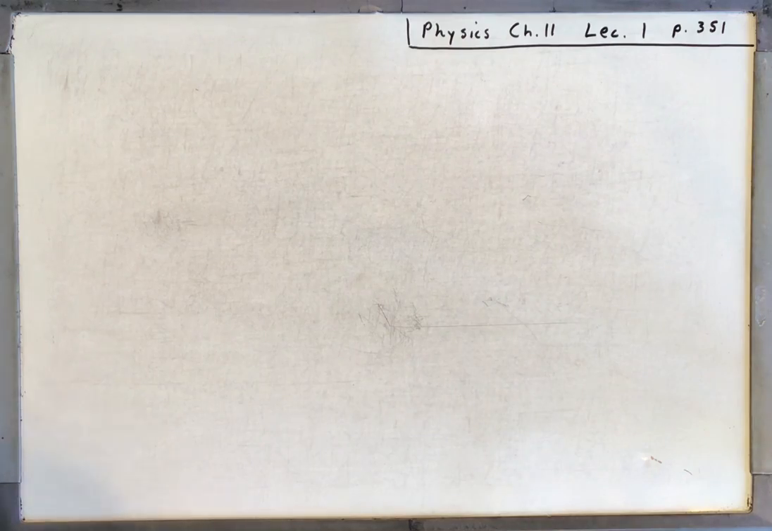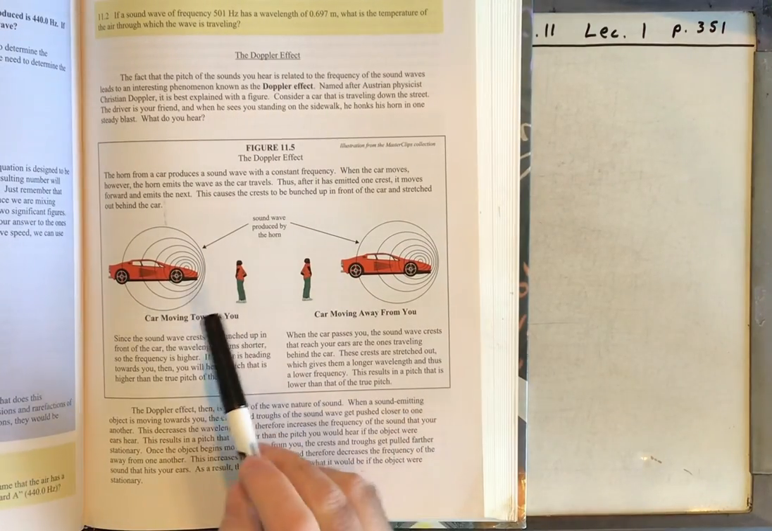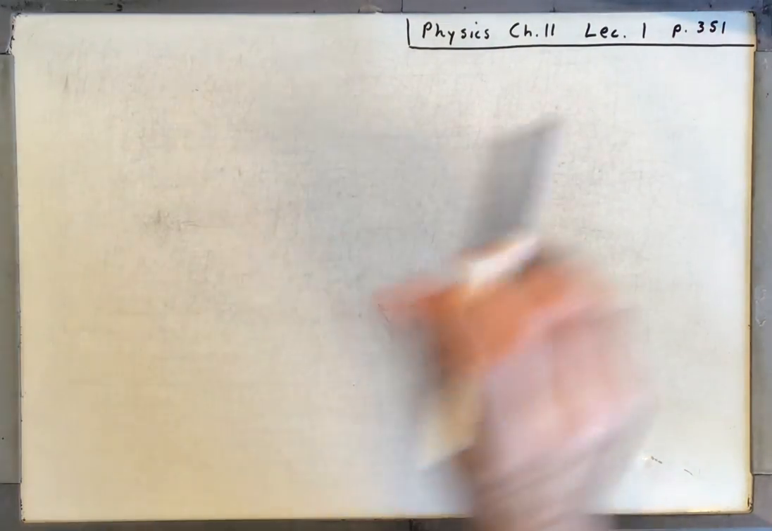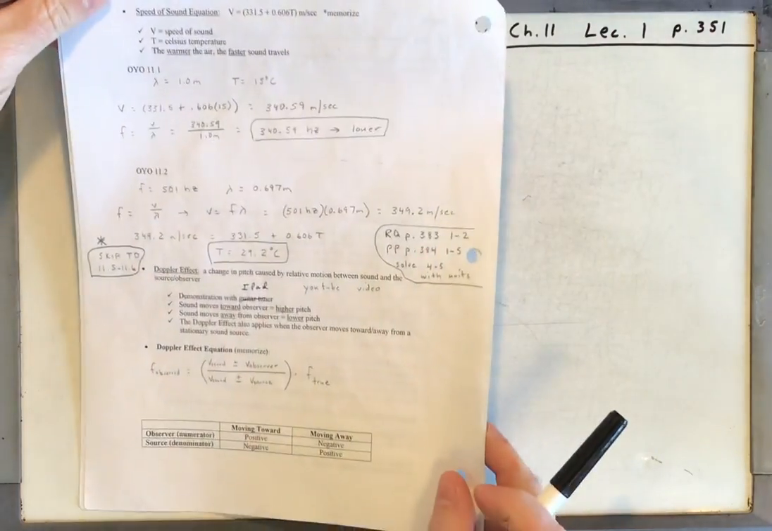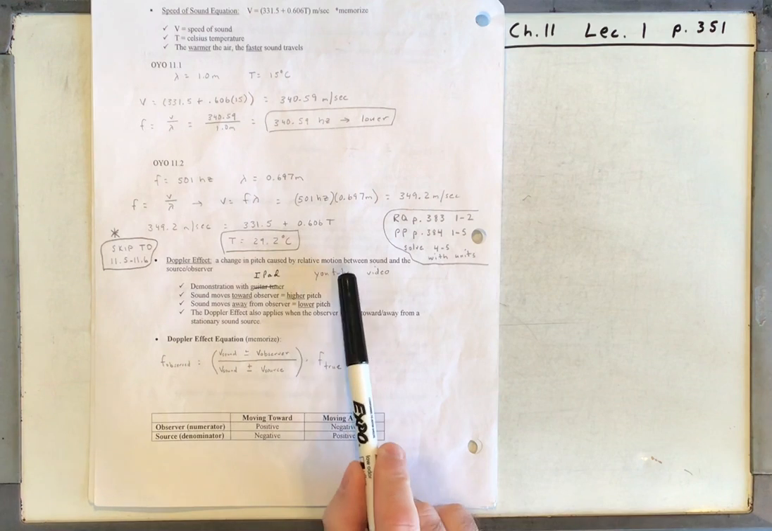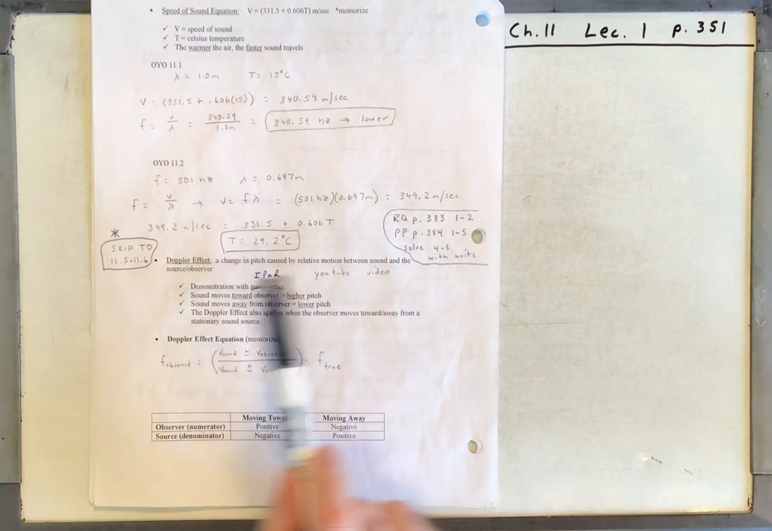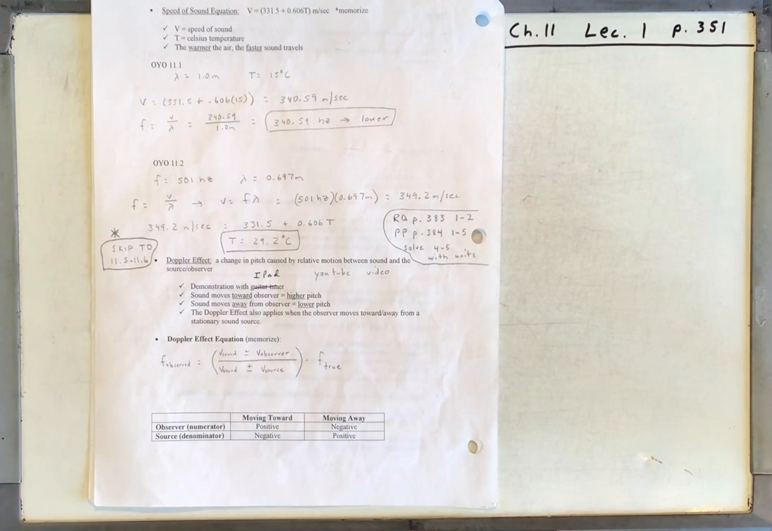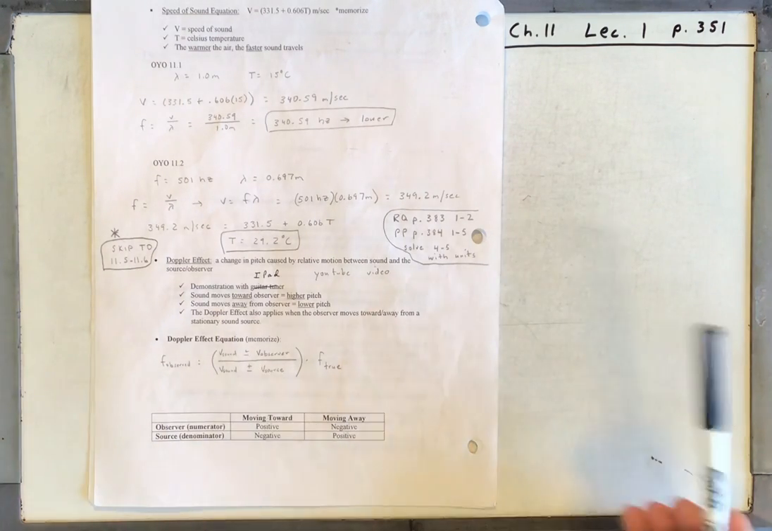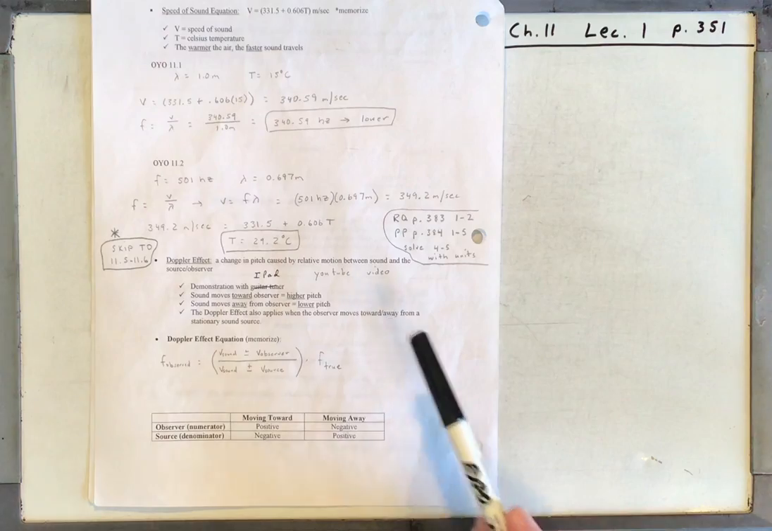Okay, our next topic is the Doppler effect. So we have an illustration on page 359 in the book. Definitely worth looking over, figure 11.5. I'm going to link a couple of short videos about the Doppler effect that are really worth your time to watch. But the Doppler effect is a change in pitch caused by relative motion between the sound and the source or the observer. So when you think of the Doppler effect, if you have a car or a train that goes past you, honking its horn, you hear the lowering of the pitch of the sound as it moves past you.